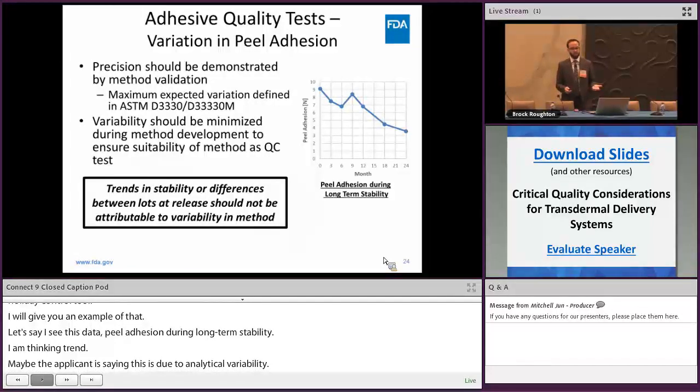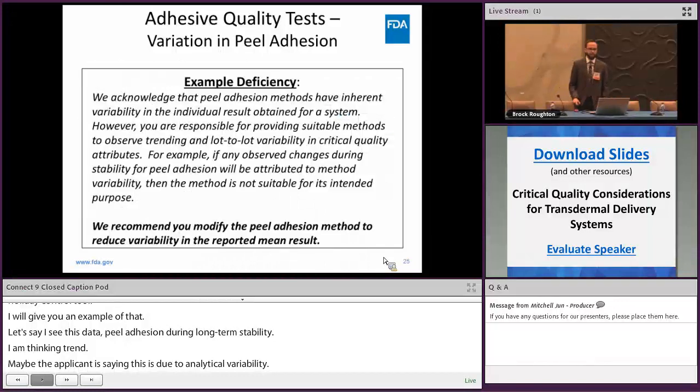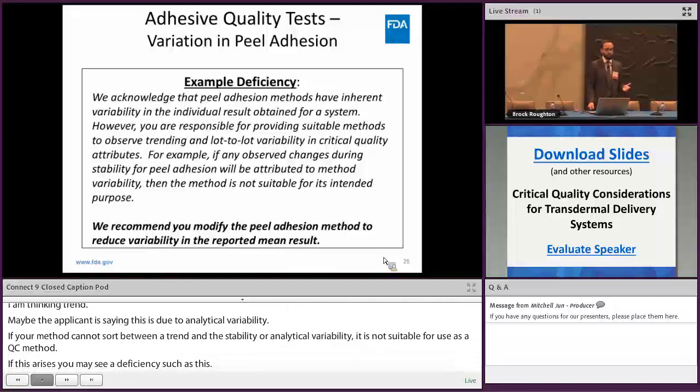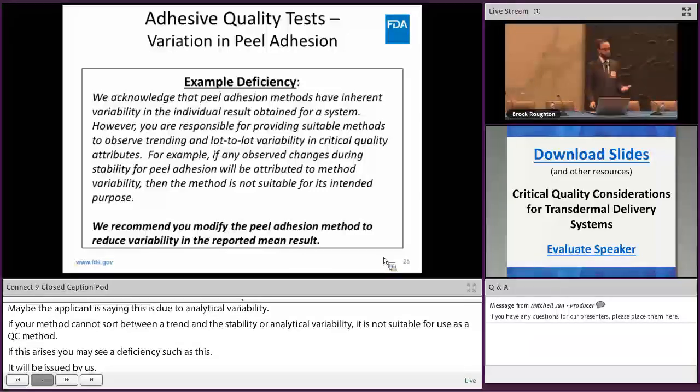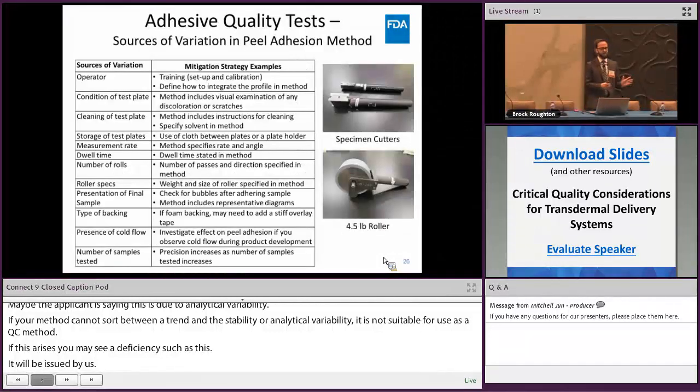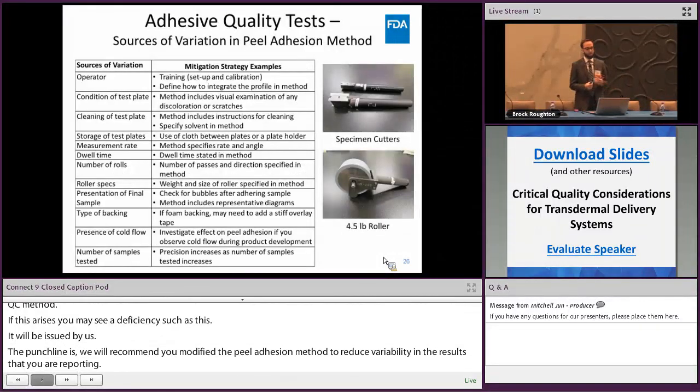So if this sort of thing arises, you might see a deficiency such as this issued by us, where really the punchline here is we're going to recommend you modify the peel adhesion method to reduce variability in the results that you're reporting. And there are a lot of places where variation can come into play. So this is for your reference. I'll just highlight sample preparation.